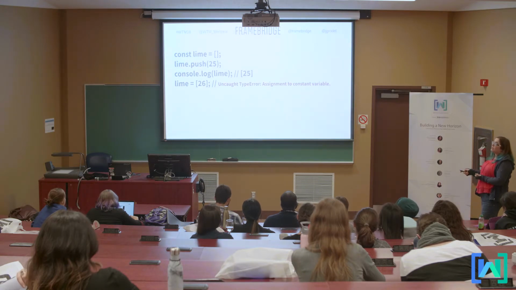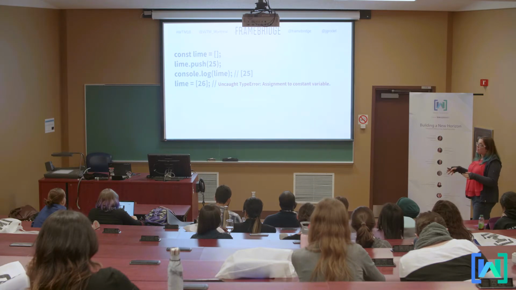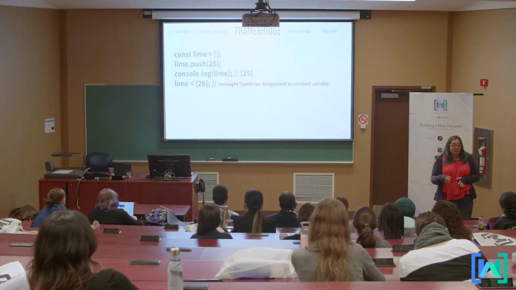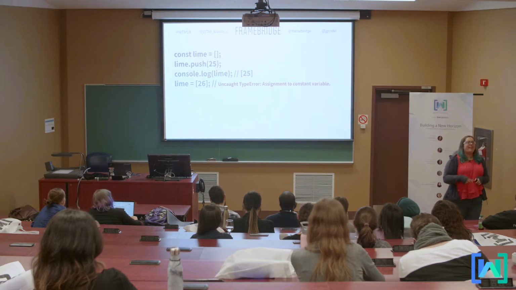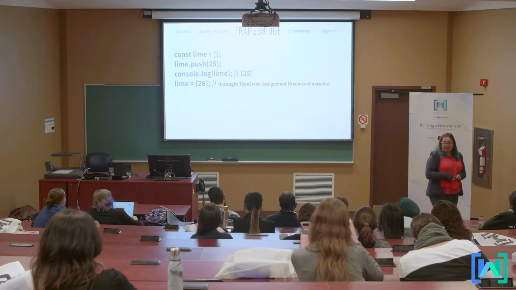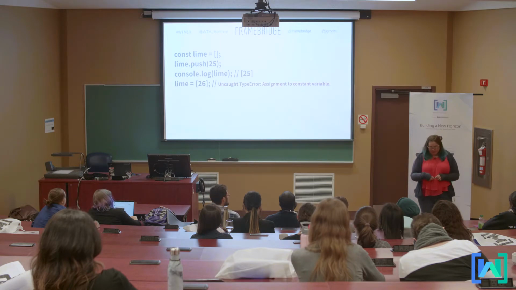Why the last line breaks is over here, we are setting up a whole new array. We're putting it in memory somewhere, we're giving it one value inside of it, that 26, and then we're taking the reference to this and trying to put it in lime. And that's when we're actually changing lime. And that's what we're not allowed to do with constants.